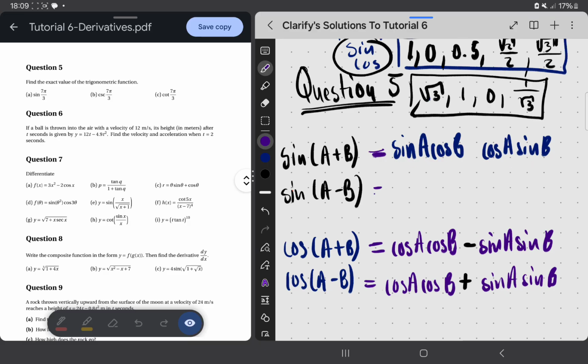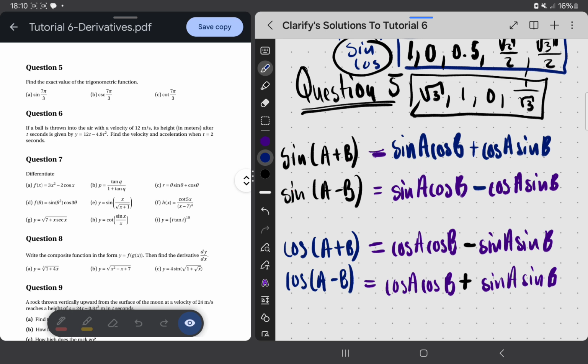So even if it's sine of A minus B, sine starts first. So it's sine, then cos. Then cos starts, then sine comes after. But they move together. If it's a plus here, it will also be a plus. If it's a minus, it will also be a minus. That's for sine. That is how you expand it. It's one of the things that you've got to know, one of the identities that you must always remember.